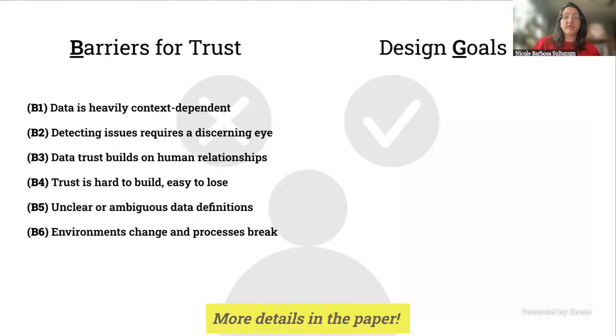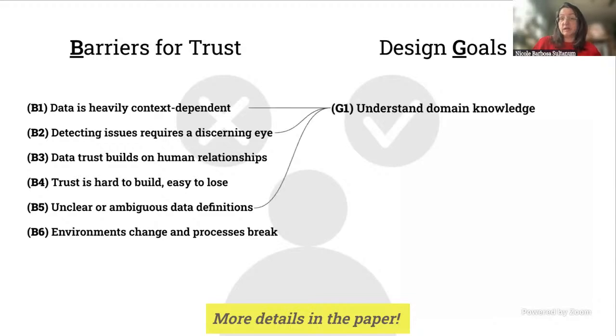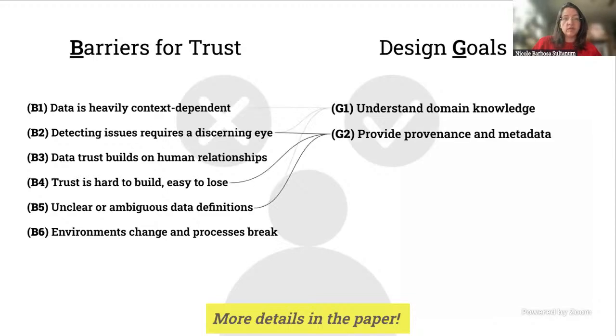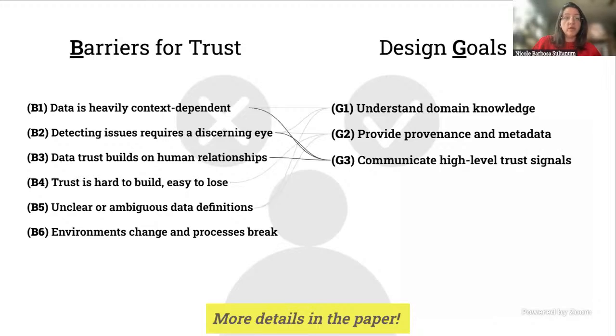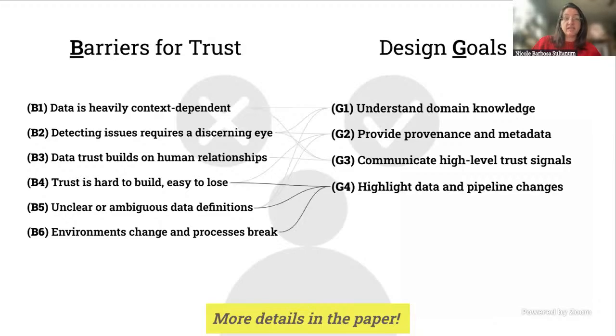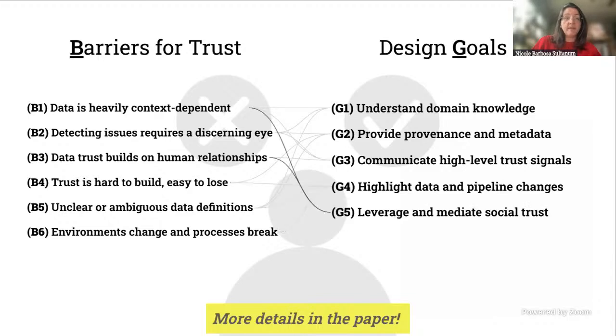These barriers, reframed as mitigation strategies and design goals, include ways of capturing domain knowledge, bridging the gulf of domain expertise, opening the data processing black box at the right level of detail when critical decision-making is involved, providing high-level trust signals for a quick vibe check when time is limited, signaling changes in the data and pipeline, as that's when things tend to break, and building on that social trust capital to leverage interpersonal trust where relevant.